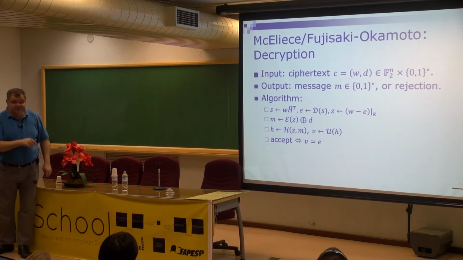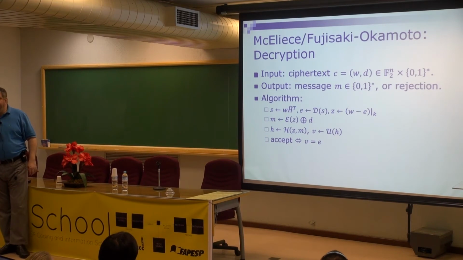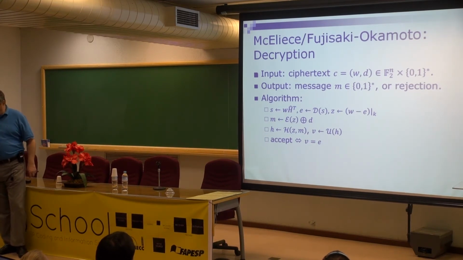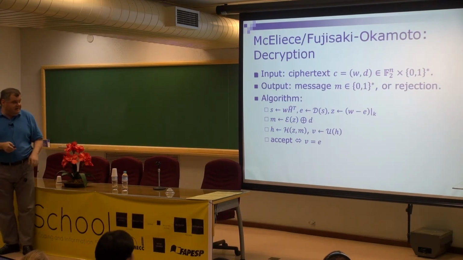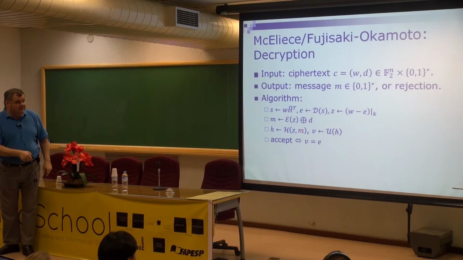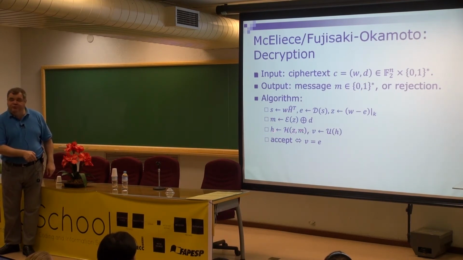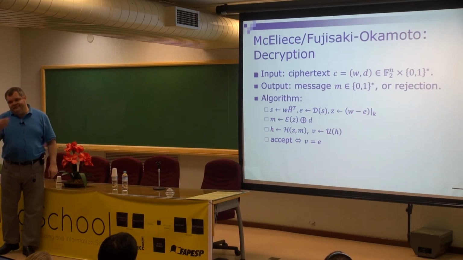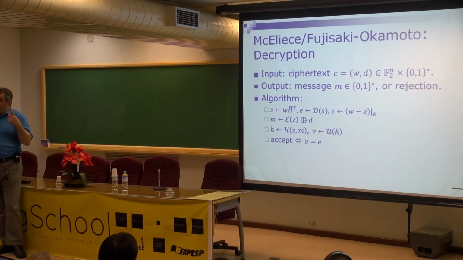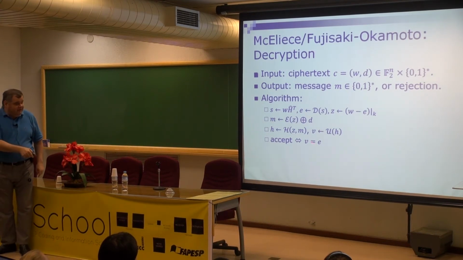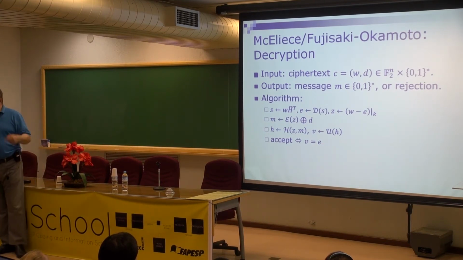We get the message M again. How do we know that decryption worked correctly as expected? We have to check if we obtained the right message. So using Z and the message M, we can recompute the message authentication code H and produce an error pattern V. We only check that V equals E. If it does, then everything went well.